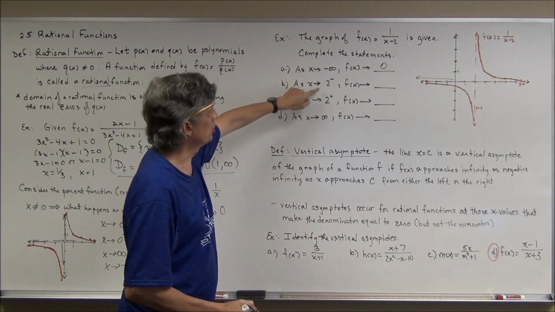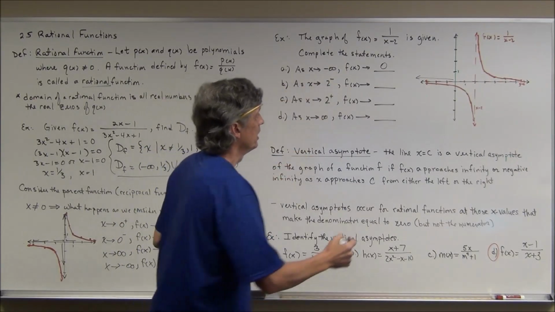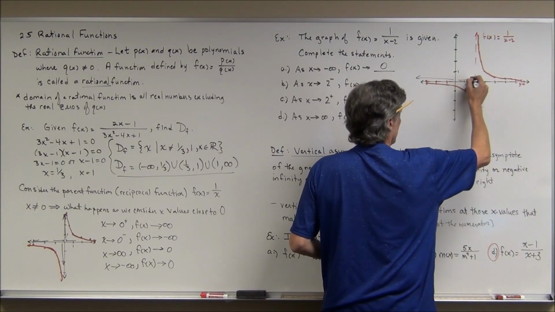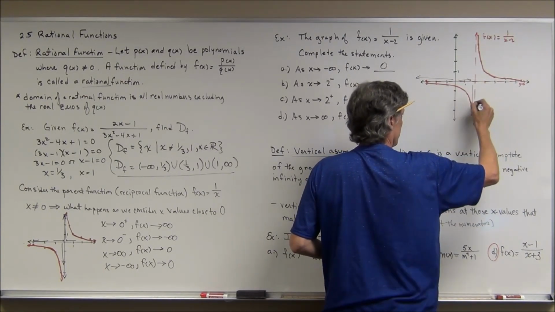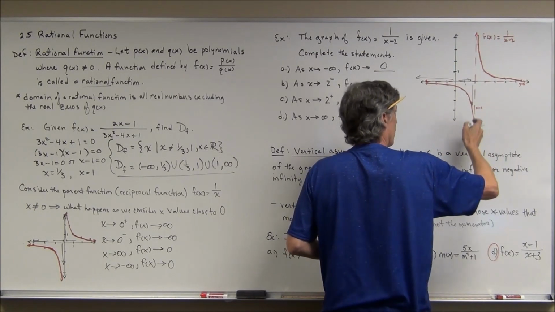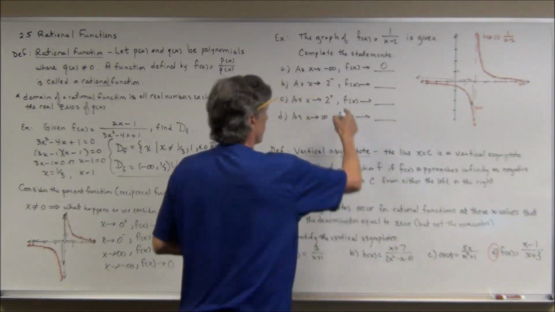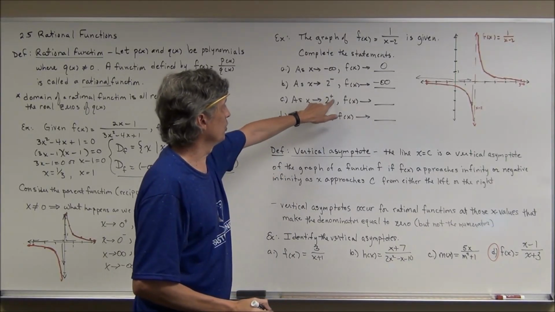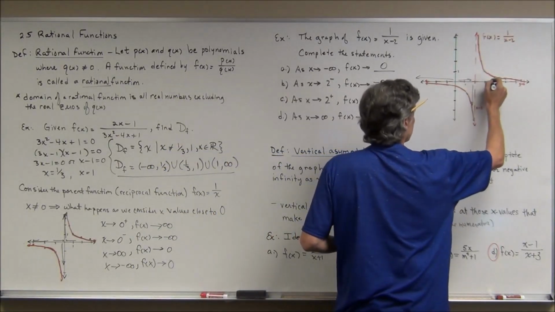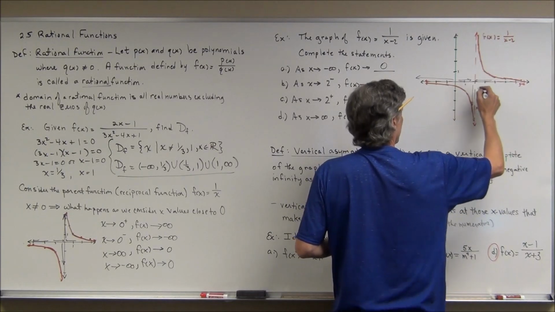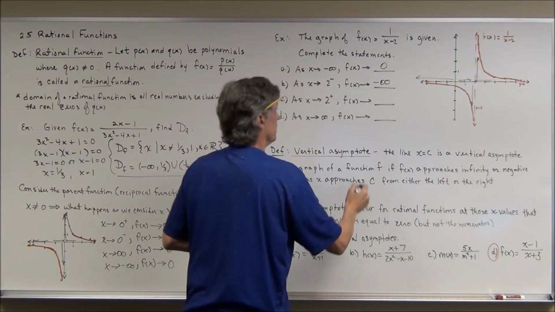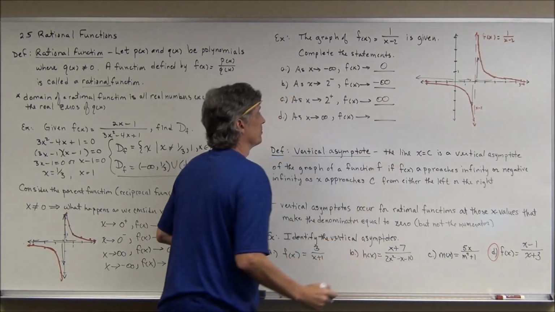As x approaches 2, now this means from the left side, so here's 2, 1, 2, right? As it approaches from the left side, you see what's happening to your graph? Your curve is dropping downward, the y values are getting smaller, so f of x is going to negative infinity. Now as x is approaching 2 from the right side, you see what's happening to my graph? It's curling up, the y values are increasing and going to positive infinity.